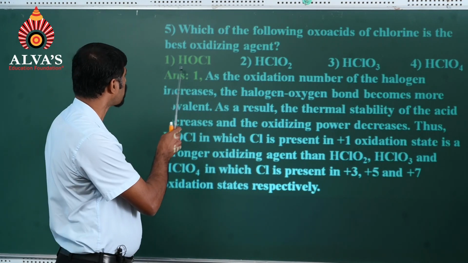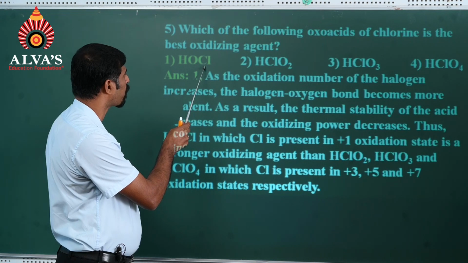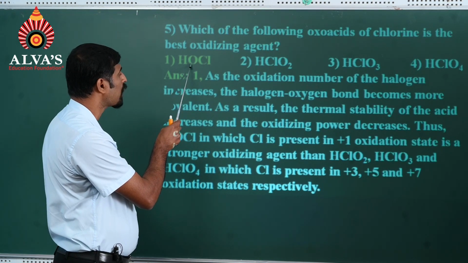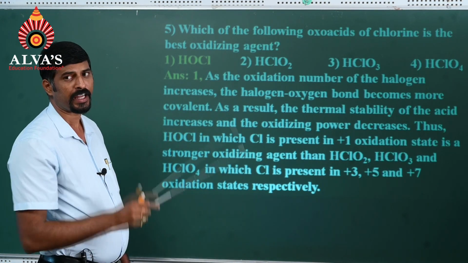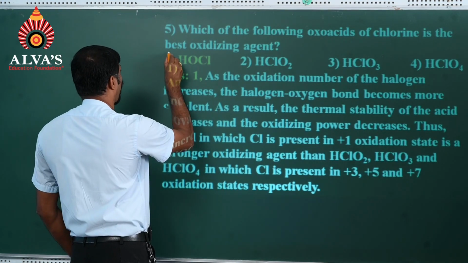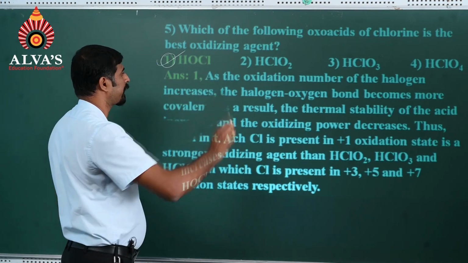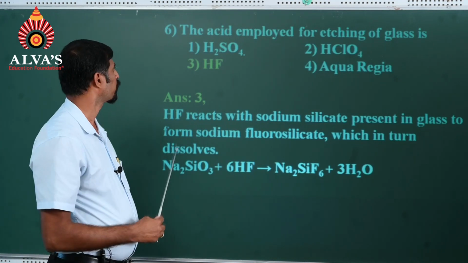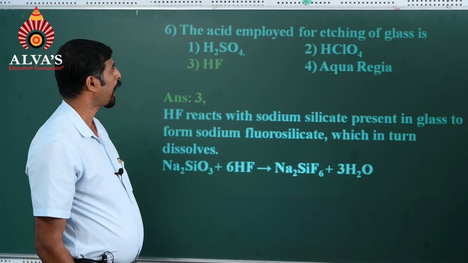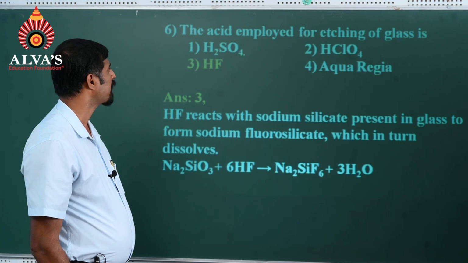Among these, HOCl has the lowest oxidation number for chlorine. That's why it is the strongest oxidizing agent. Therefore, option first is the right answer. Next, move on to question number 6. The acid employed for etching of glass is.